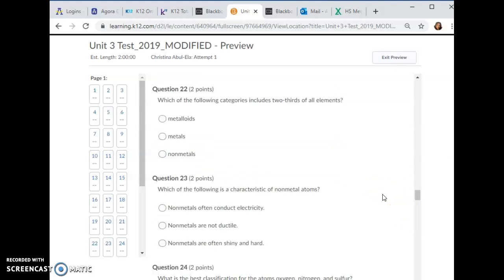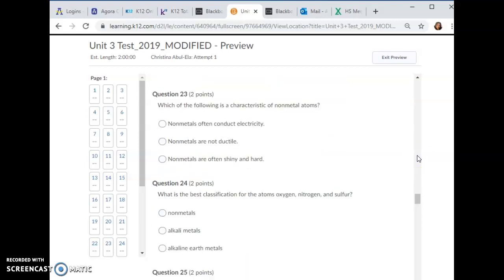Question 22. Which of the following categories includes 2/3 of all elements? Metalloids, metals, nonmetals. Question 23. Which of the following is a characteristic of nonmetal atoms? Nonmetals often conduct electricity. Nonmetals are not ductile. Nonmetals are often shiny and hard.